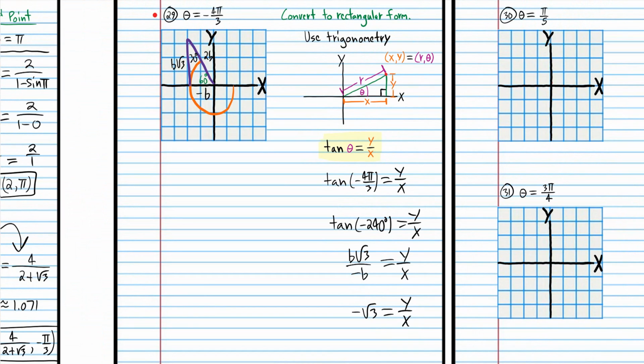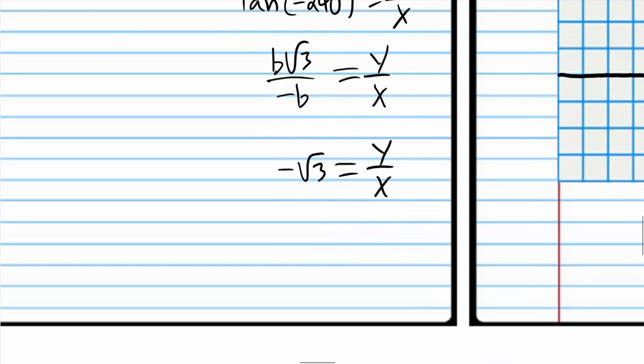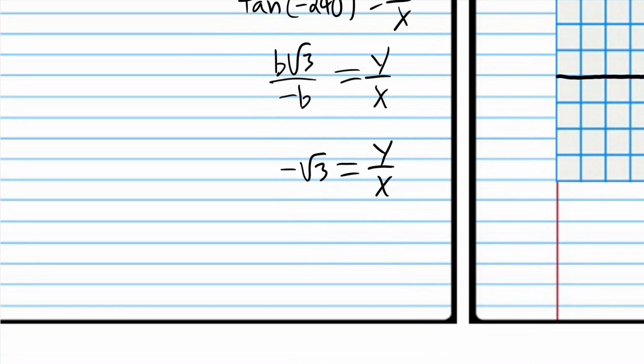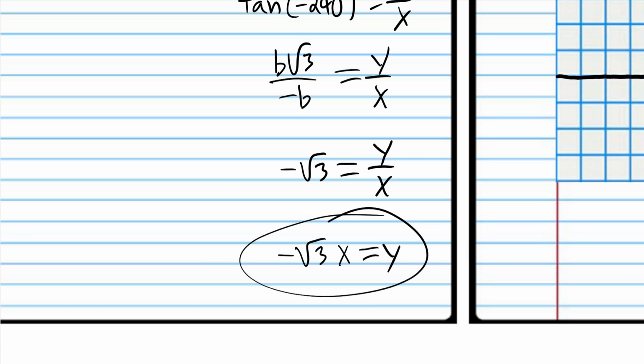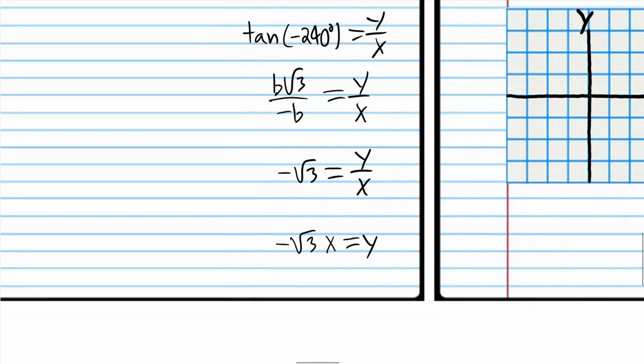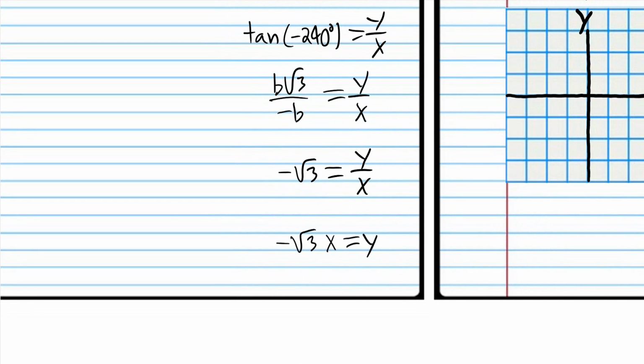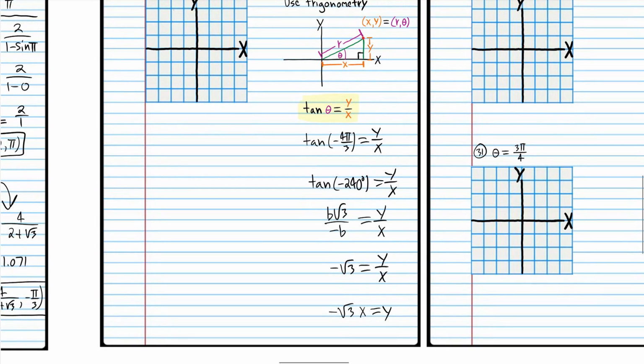And how does that help us? Well, if we multiply both sides by x, we get negative x. Well, I'm going to write the root 3 first. Normally we don't want to do that, but in this case I think it's best. So we multiply both sides by x, and we get this expression here. And how can we interpret this? How do we understand this? You know, how did that help us? Because it may not seem like that really did much for us.